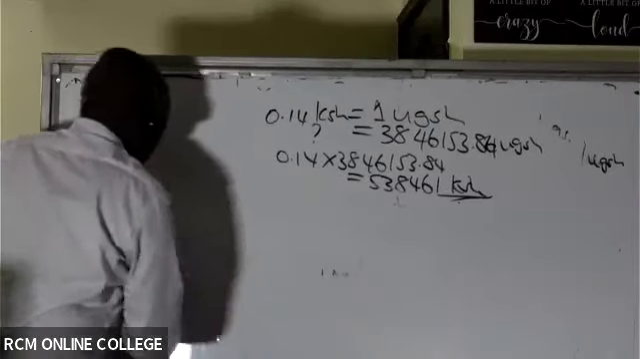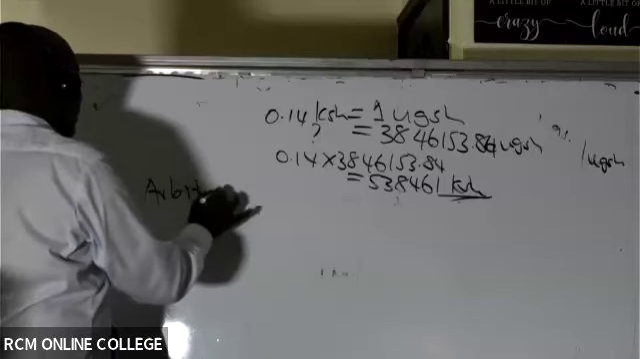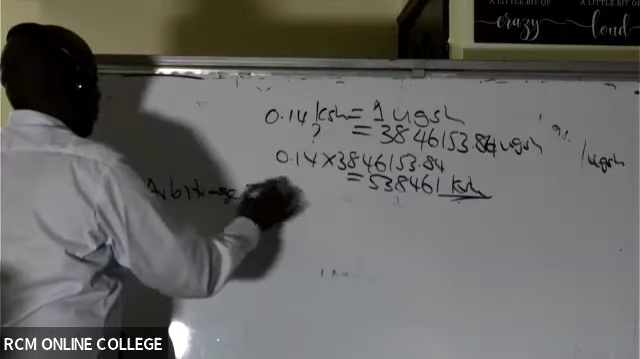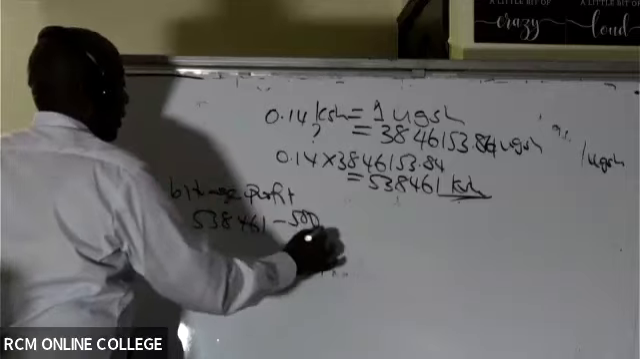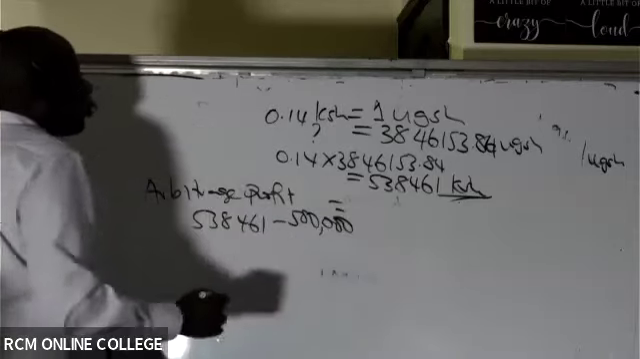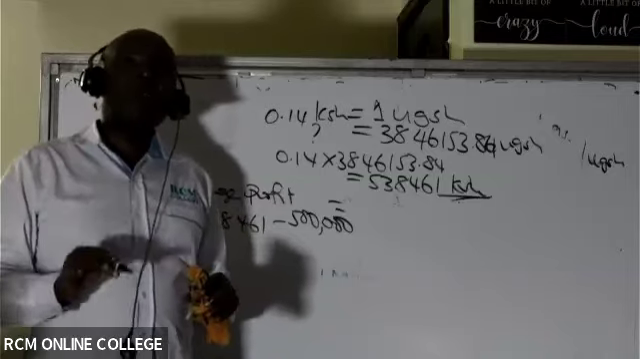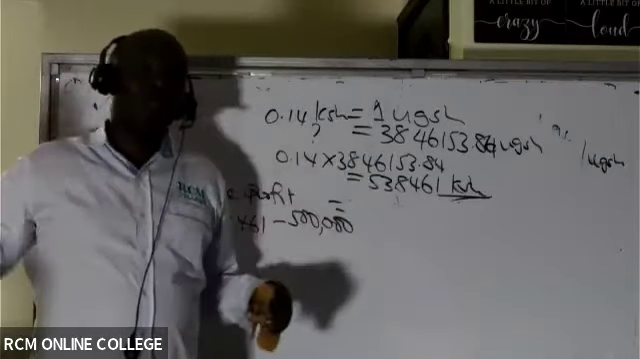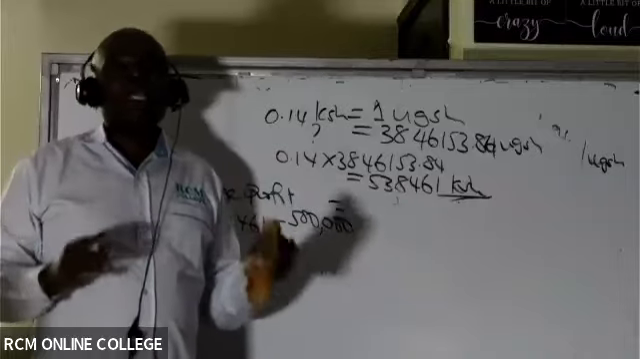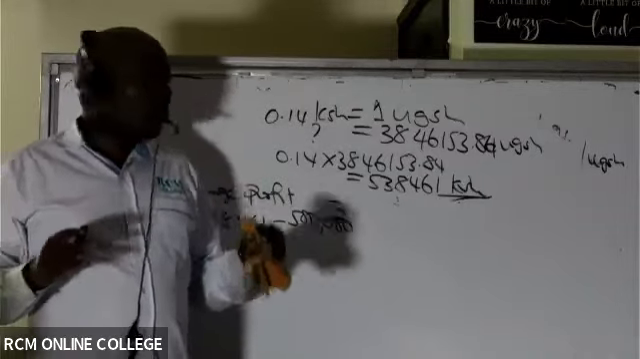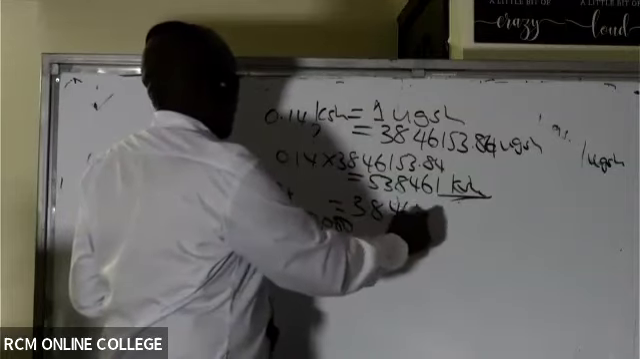So how much will the arbitrage profit be? It will be 538,461 minus 500,000. So then we don't need to go the other way. At times you start like this and then you make a loss. If you make a loss, you would have gone the other way around. But here, the first journey we have gone, we are making a profit. So we shall stop there. We are making a profit of 38,461 Kenya shillings.